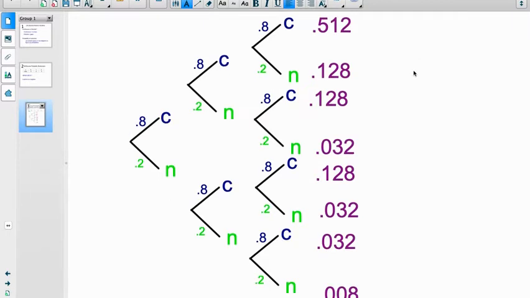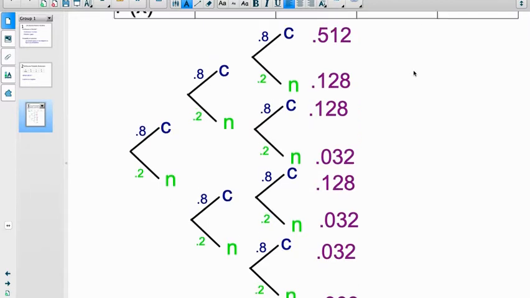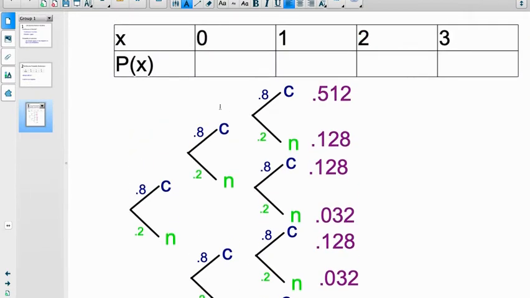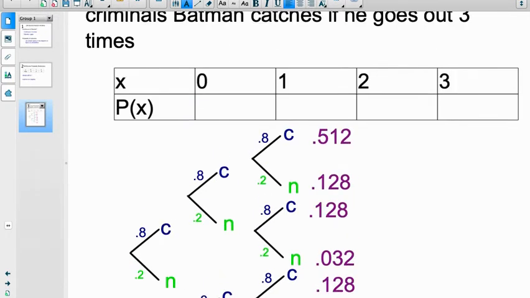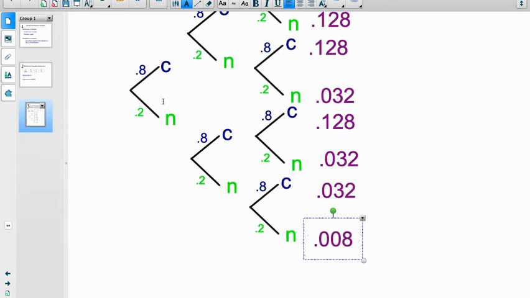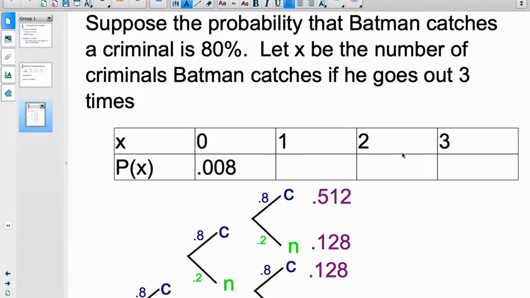So now once we're here, we've got our full tree diagram filled in. We can fill out the probabilities. So the first one, probability of not catching any criminals, is right here. It's just this one option where you catch none. Then the next one, probability of catching all 3, catch, catch, catch, 0.512.